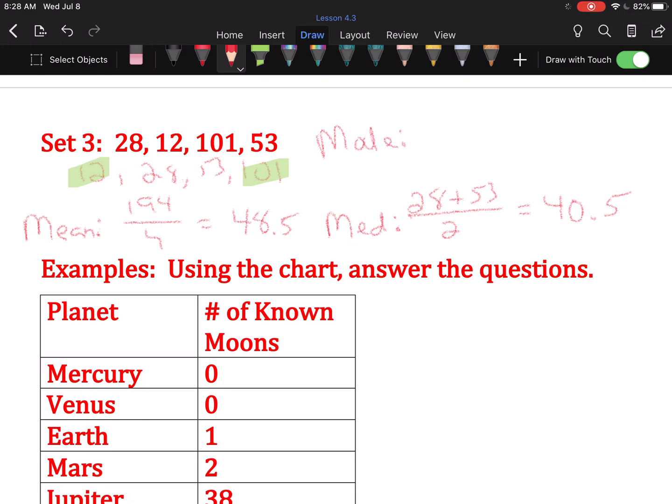Mode is the number that appears most often. But there's one caveat to that, one thing that must be true. In order to be a mode, you have to repeat at least once. If, as happens here, your dataset has all unique numbers, there is no mode.